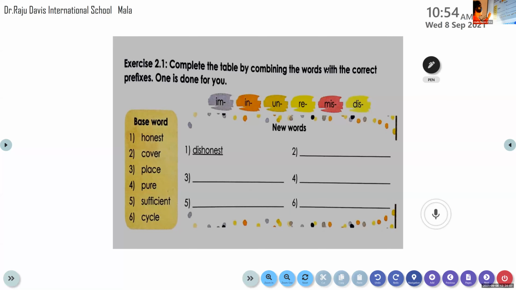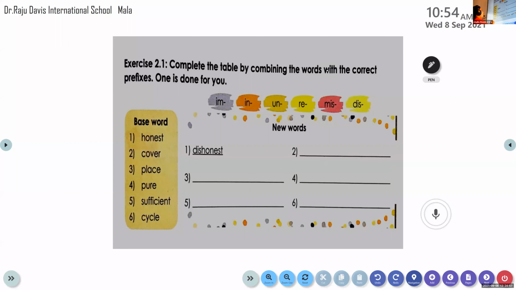The first example is already done. Honest. To create a new word, we have used the prefix dis, and dis plus honest gives the word dishonest. That means not honest. Is dishonest the antonym of honest? Dishonest means not honest. Is it the antonym of honest? Yes. The antonym of honest is dishonest. Understood? Yes, ma'am. Okay, let's try the next one.